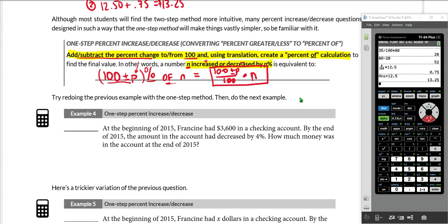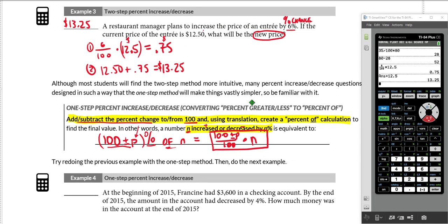Let's hop back up to example 3 so that we can see how the one-step method would have worked here.